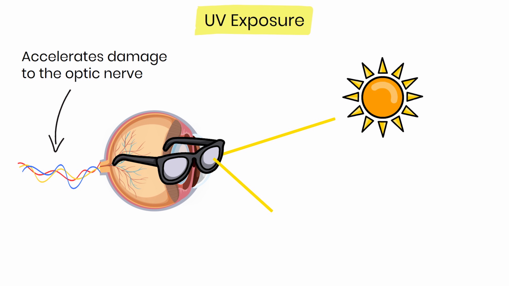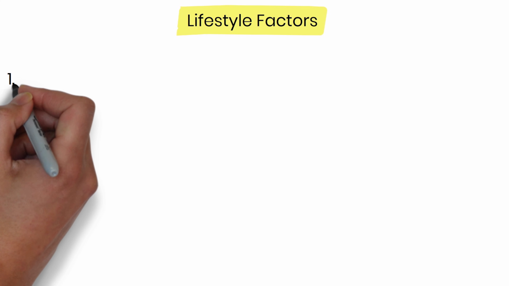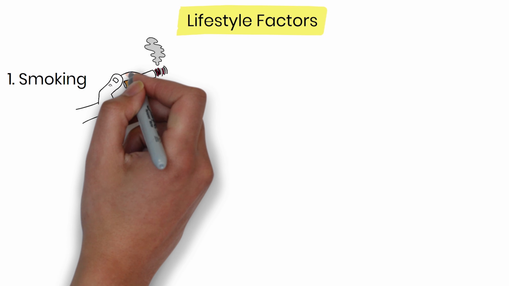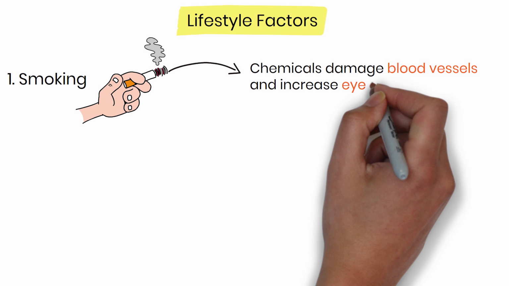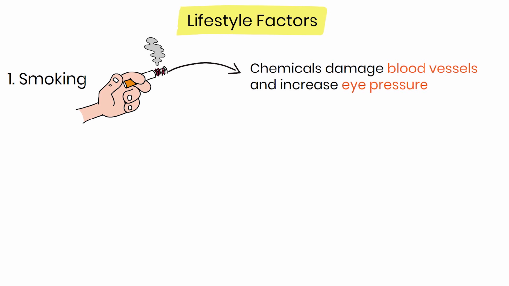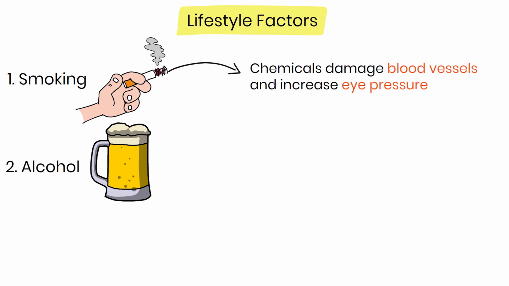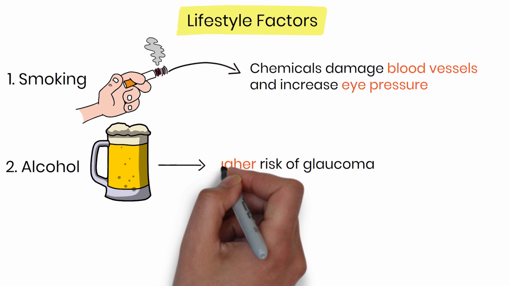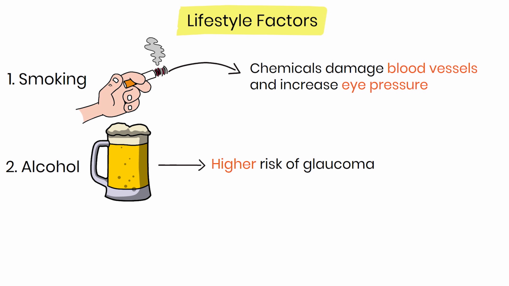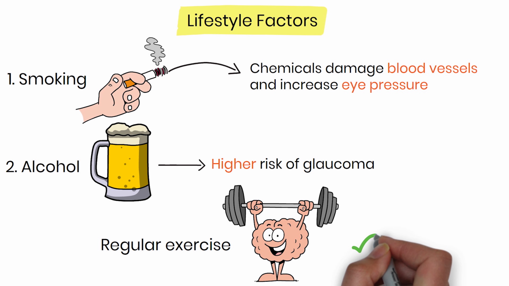Now let's look at some lifestyle factors that can influence glaucoma risk. Smoking significantly increases your risk of developing glaucoma. The chemicals in tobacco smoke can damage blood vessels and increase eye pressure over time. Excessive alcohol consumption is another lifestyle factor that can increase glaucoma risk. People who drink heavily have higher rates of glaucoma compared to moderate drinkers or non-drinkers. Maintaining a healthy lifestyle with regular exercise, not smoking, and limiting alcohol consumption can help protect your vision.